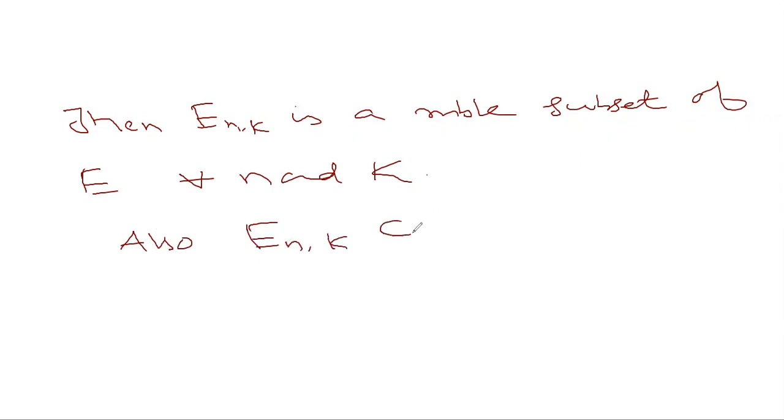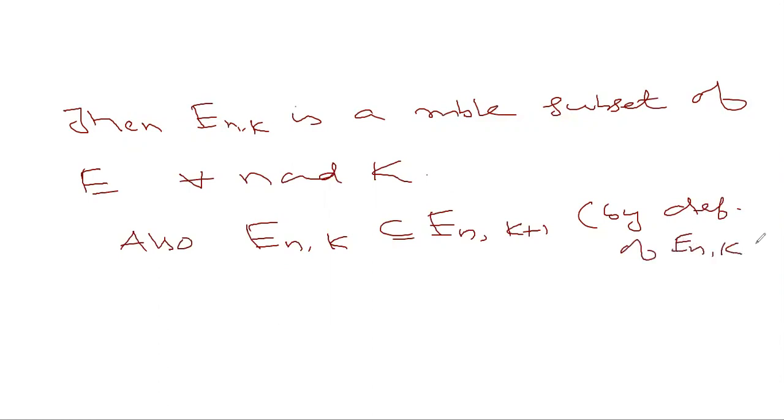E_n^k is a subset of E_n^(k+1). It follows from the definition of E_n^k. You can apply the definition here and see that E_n^k is a subset of E_n^(k+1). What's actually E_n^k? E_n^k is this set here.